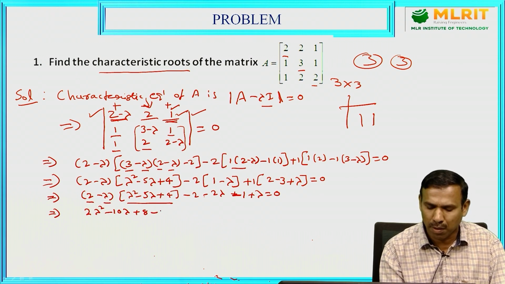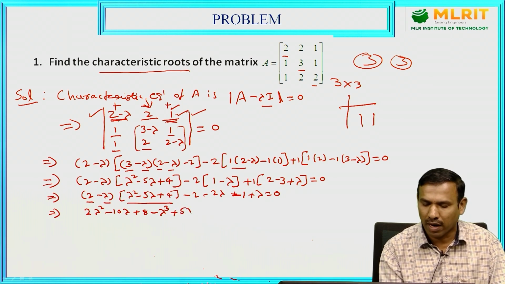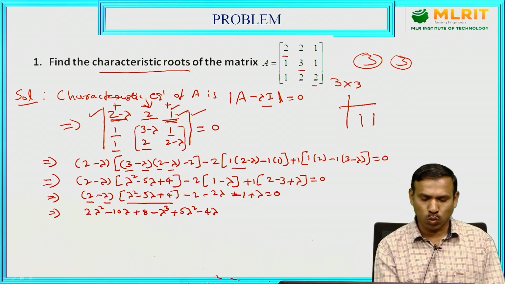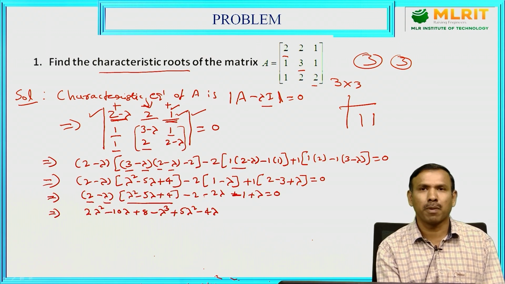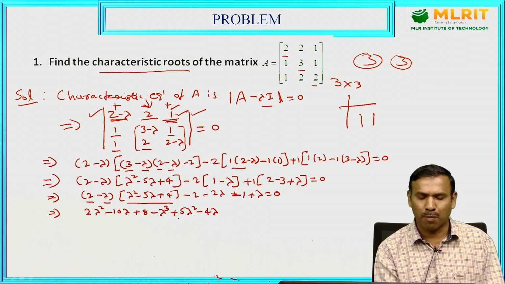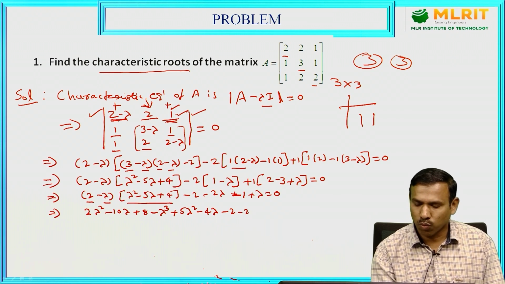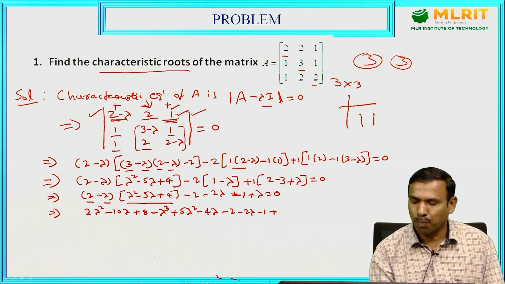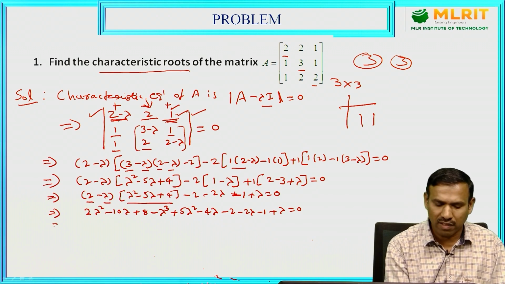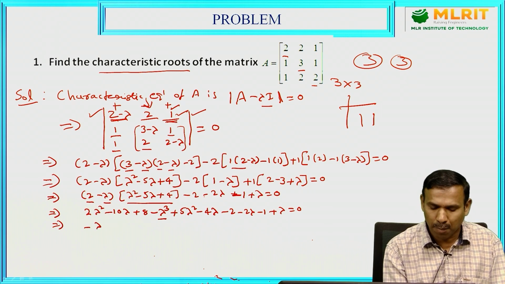2 into lambda square, 2 lambda square, minus 10 lambda, plus 2 into 4, 8; minus multiply with lambda, minus lambda into lambda square, minus lambda cube, minus of minus plus 5 lambda square minus 4 lambda. Minus 2 lambda, minus 1 plus lambda is equal to 0. Simplifying this complete equation, highest degree term first we have to write, that is minus lambda cube, right?